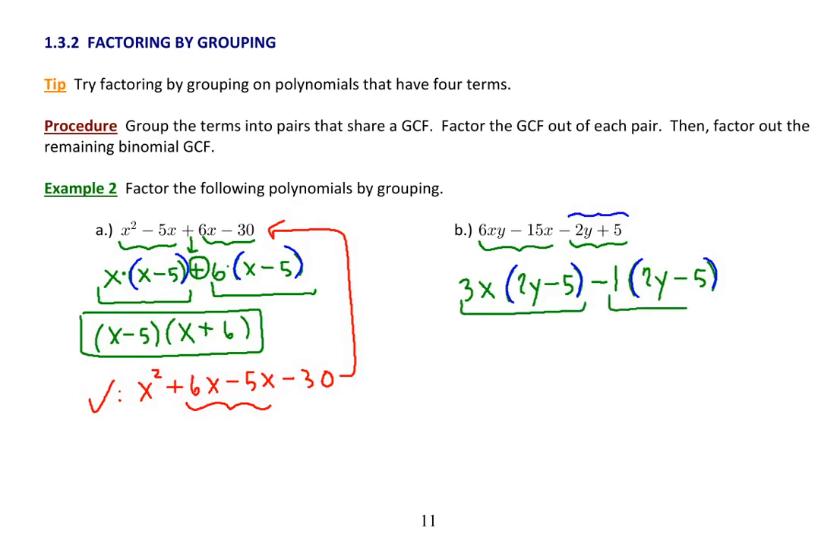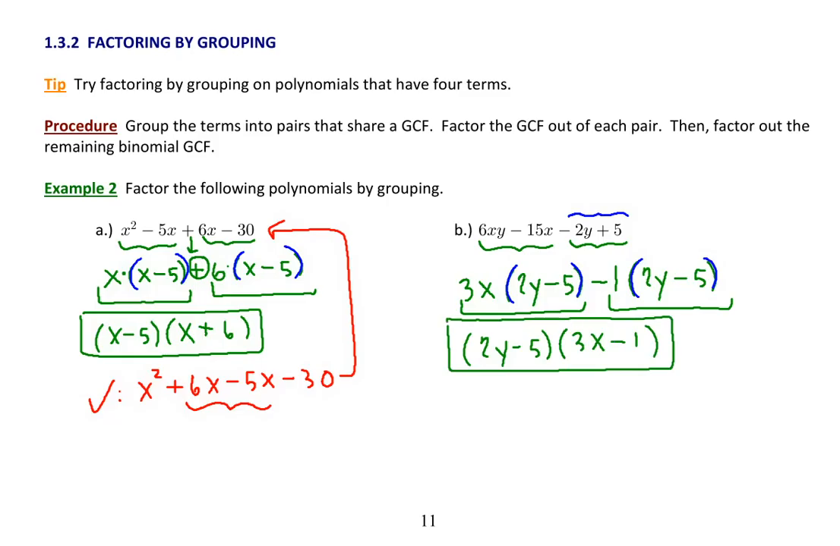So once again, we've got two terms. There's my first term, here's my second term. And the greatest common factor there is 2y minus 5. So if I take the 2y minus 5 out of the first term, that leaves behind a 3x. And if we take a 2y minus 5 out of the second term, that leaves behind a -1. So we have the polynomial factored. And by the way, in case you were wondering, it's also correct to write the polynomial in this order. Because multiplication is commutative, you can write your factors in either order and still get the same answer.